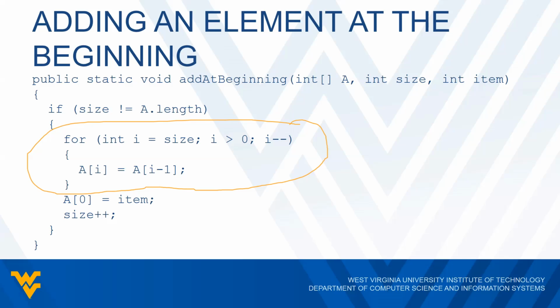So notice that in here we start with i being our size. So i is the element that we're going to be moving stuff to. So we start at size, and then we're going to take the previous element and put it in there. So here we're going to put the last element into a[size]. That's perfectly fine because there's initially nothing in a[size].